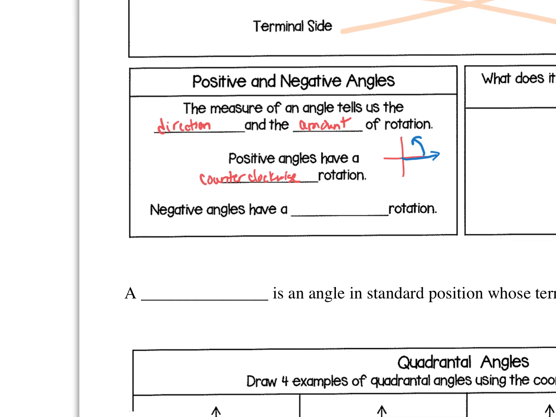Negative angles just mean we're starting in standard position and we are rotating that way. So that is, let me keep it, okay, clockwise.